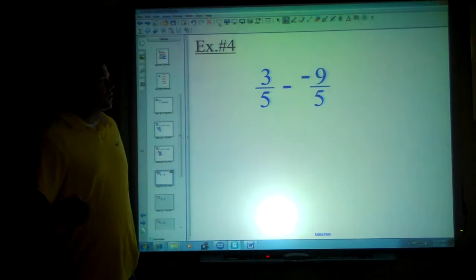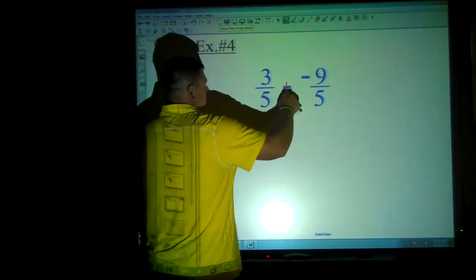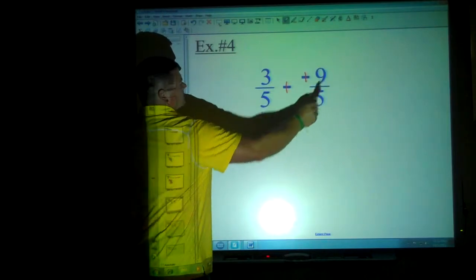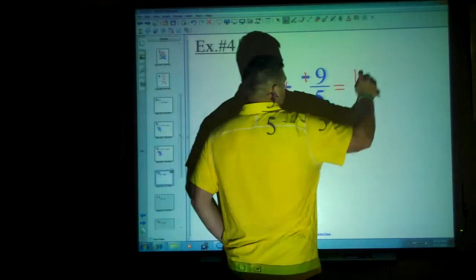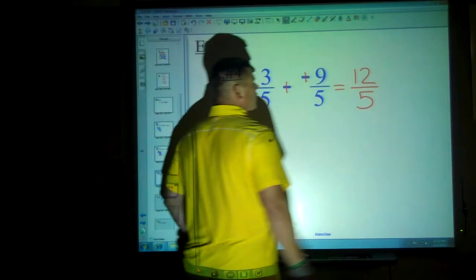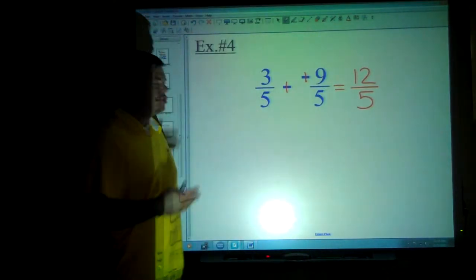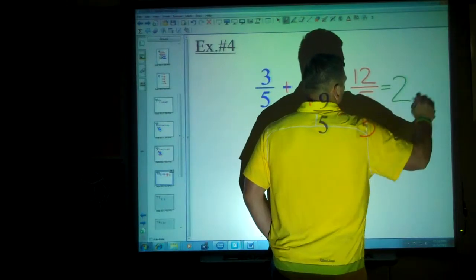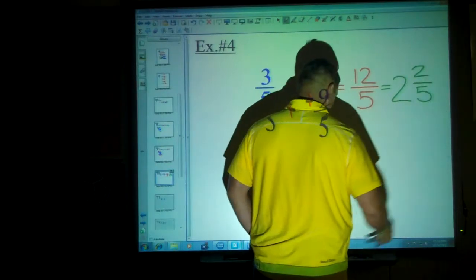Alright? Again, fractions. That's okay. Plus the opposite. When you add fractions, you keep the same denominator and the tops add together. So 3 plus 9 is now 12 over 5. There's nothing wrong with leaving it as an improper fraction. You can convert it into a mixed number if you like, but you don't have to. If you did, that would be 2 and 2/5.